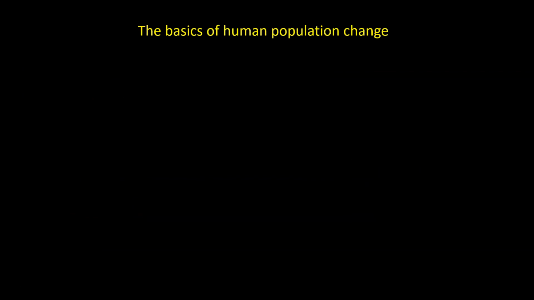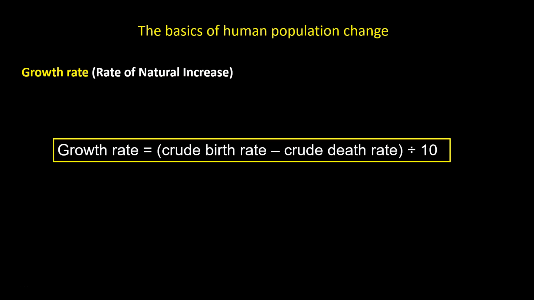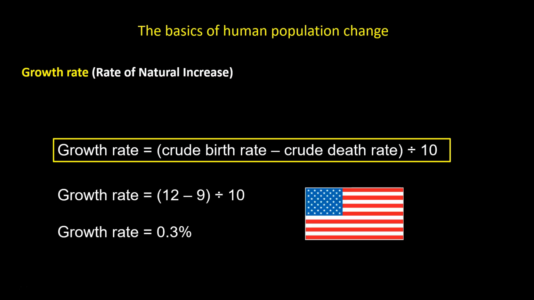To find the growth rate of a human population, sometimes called the rate of natural increase, we use the following formula. We take the crude birth rate and subtract the crude death rate and divide by 10. This will give you the answer in percent. So for example, looking at the United States and plugging in the crude birth rate and the crude death rate from before, we get a growth rate of 0.3%.